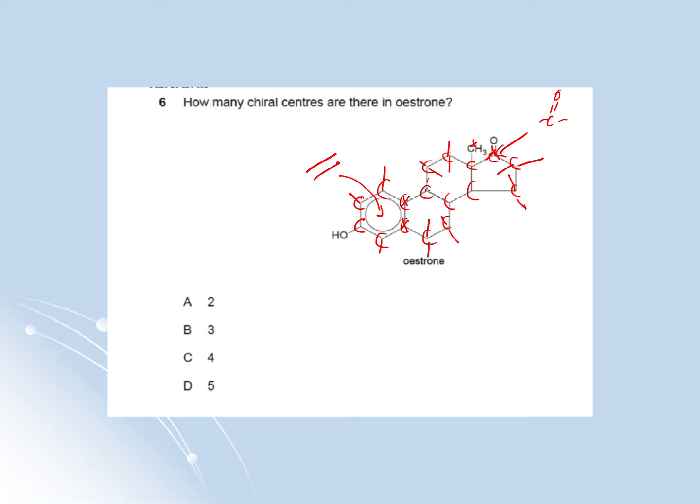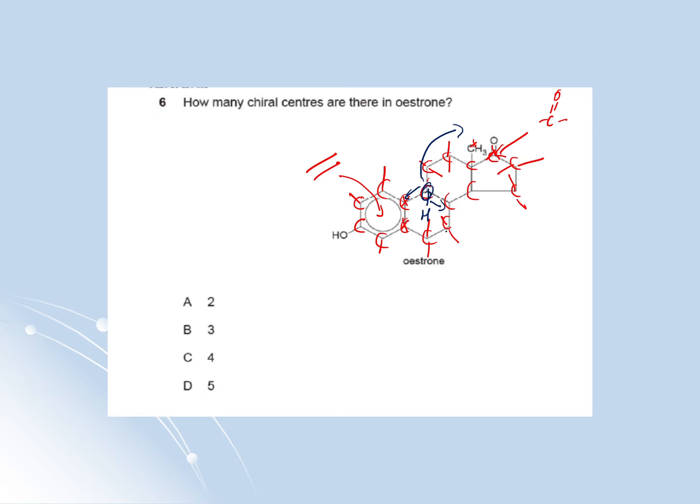So let's look at this one, the blue dot on it. Well, it has all of this group going that way. It has all of this group going that way. It has all of this group going that way. I'll just draw arrows to show the 3 groups. And then it has a single hydrogen. So that has 4 different groups, so that's fine.